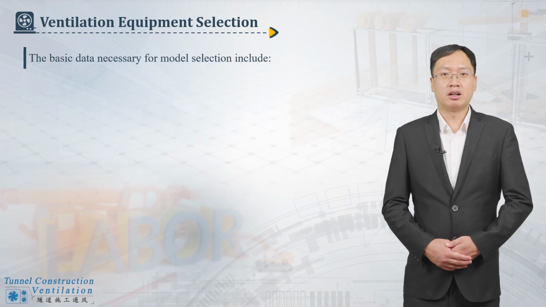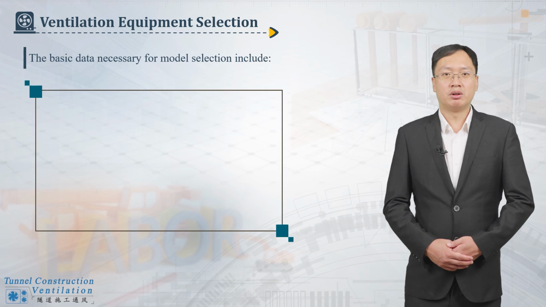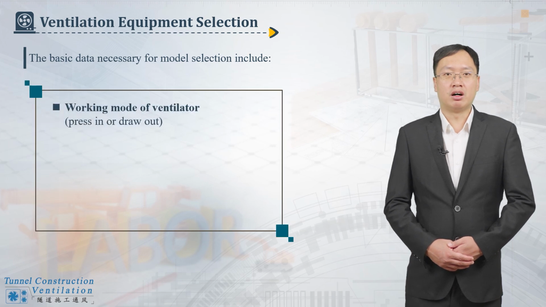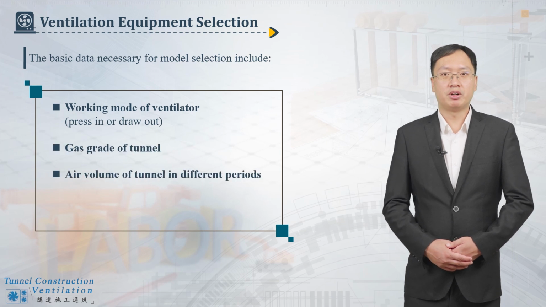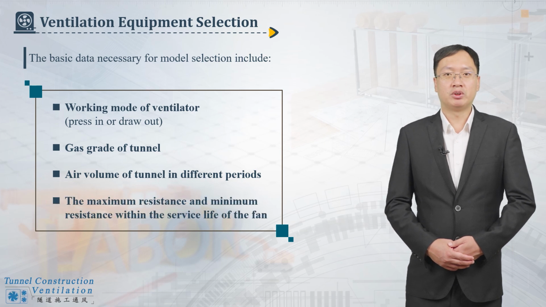The basic data necessary for model selection include the working mode of the ventilator, press in or draw out, gas grade of the tunnel, air volume of the tunnel in different periods, and the maximum resistance and the minimum resistance within the service life of the fan.